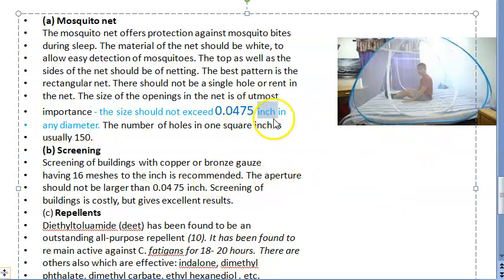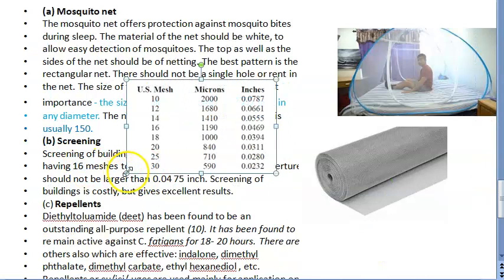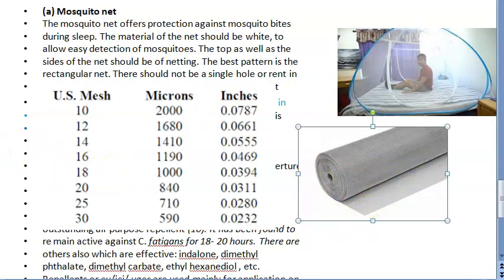Everything here is an inch. You pay attention here, because we tend to think of it at a millimeter level. This is inch. Then screening. So you will screen all these with copper or bronze gauze. 16 meshes to the inch is recommended. What does 16 mesh to an inch mean? It's difficult to understand, but look at this. This is the mesh that you get, and in that, if you see 16, that's what is there here. So 0.0469, this is what we wanted, right? So this is the mesh you will have to buy, because you want this dimension of holes.